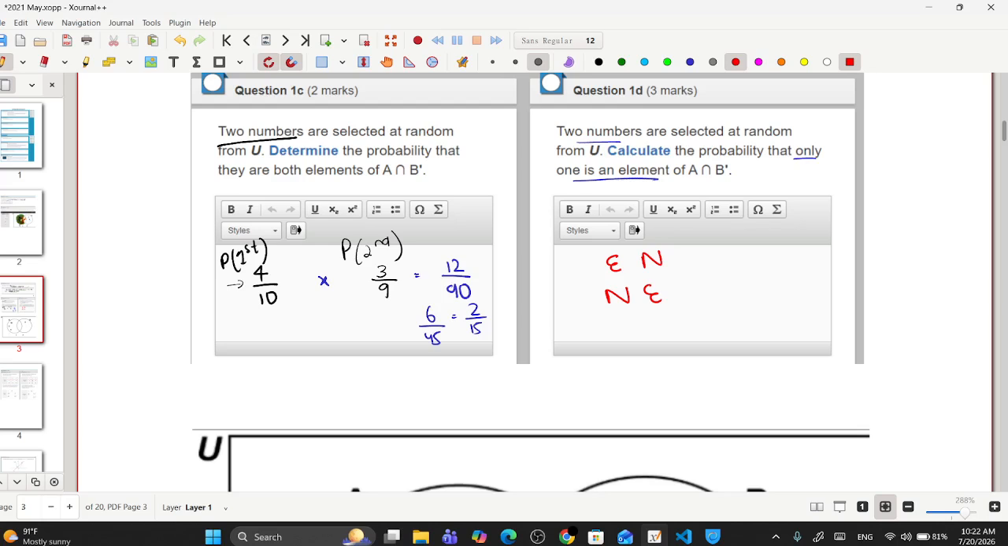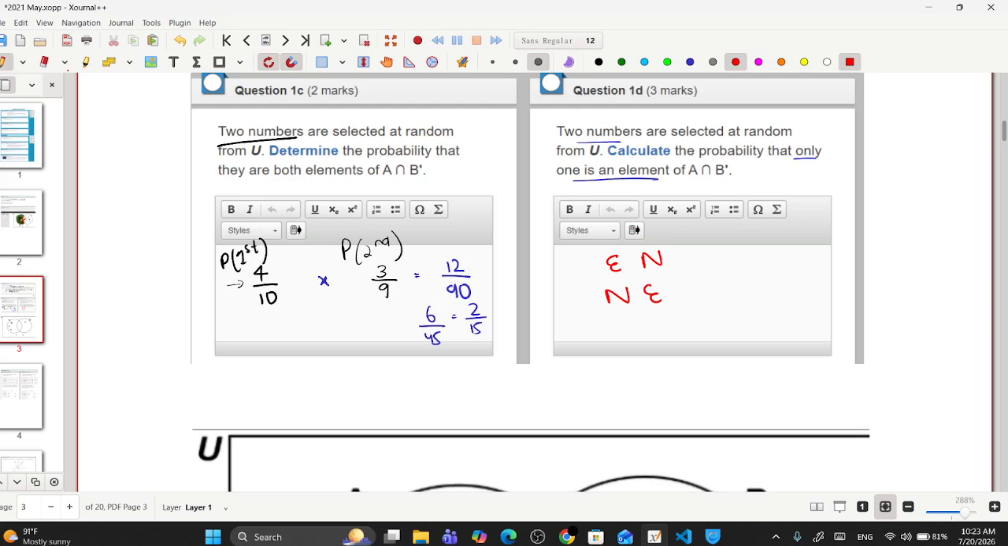Maybe you select a random number first which is an element, and the second time it's not an element anymore. Or maybe the first time you select a number that is an element of A intersection B complement, and the second time you select a number that's not an element of A intersection B complement. So, how do we solve a question that looks like this?